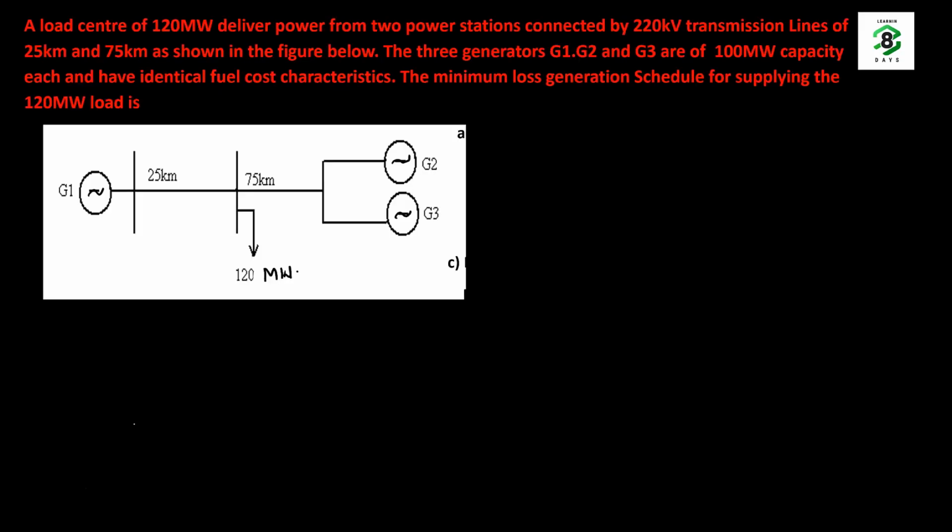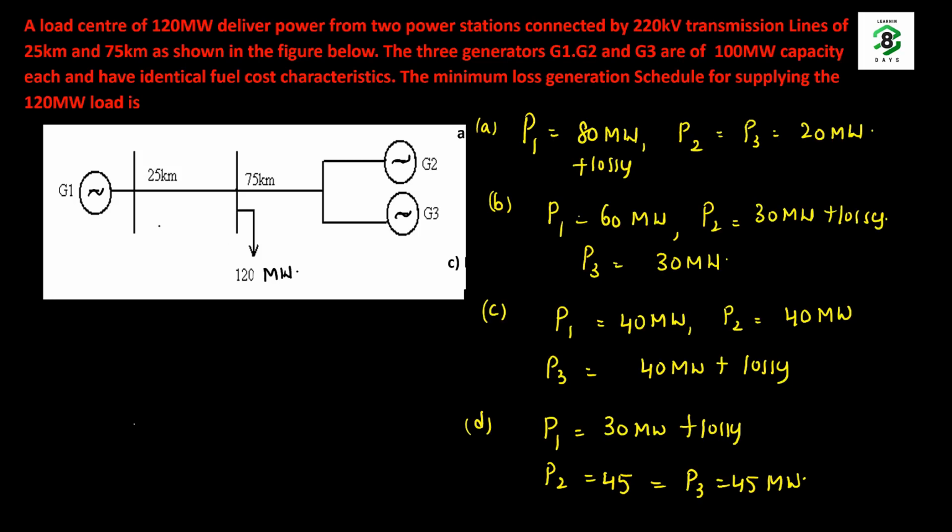A load of 120 megawatt is delivered from two power stations connected by 220 kV transmission lines, 25 kilometers and 75 kilometers as shown in the figure. The three generators have a capacity of 100 megawatt each and have identical fuel cost characteristics. The minimum loss generation schedule for supplying 120 megawatt load is. Since the load is nearer to generator 1, and all the fuel cost curves are same, obviously generator 1 should deliver more power.